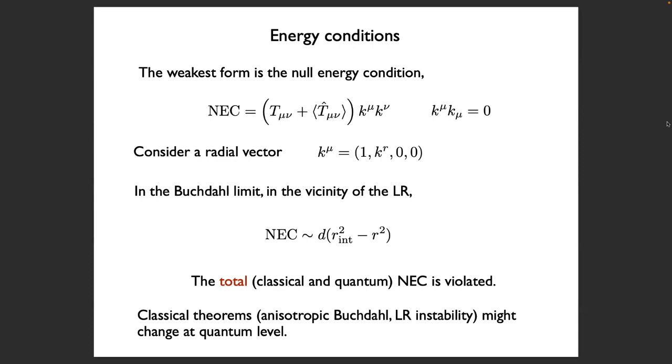As a remark here, the classical theorems that are used in this field, of course, there are anisotropic generalizations of Buchdahl's theorem, but they require energy conditions. And what I'm telling you now is that energy conditions are violated. The same for the instability associated to the inner light ring. So those theorems, I think there's an interesting interplay because those theorems assumed conditions that now you prove are violated. So you might want to reconsider them in quantum field theory.